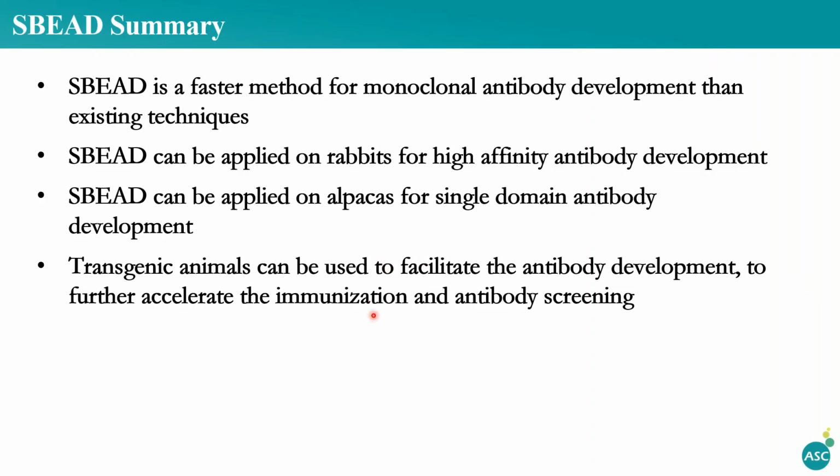By showing these examples, I want to give a summary here. I want to show you that SBEAD is a novel monoclonal antibody development method which is faster than currently existing techniques. When the method is applied on rabbit, it can derive high affinity antibodies with a KD value usually around tens or hundreds of picomolar range. When it is applied to alpacas, it can be used to develop single domain antibodies more rapidly.